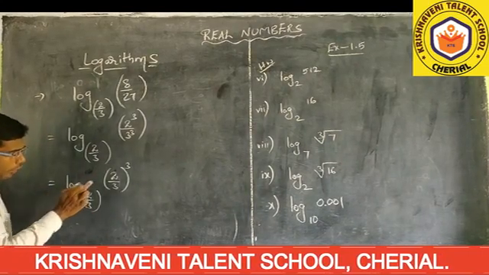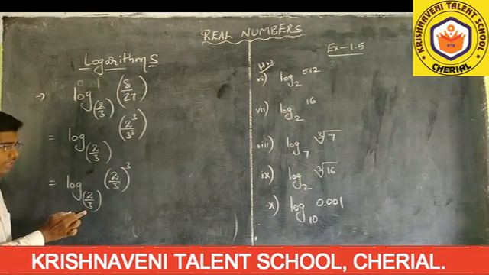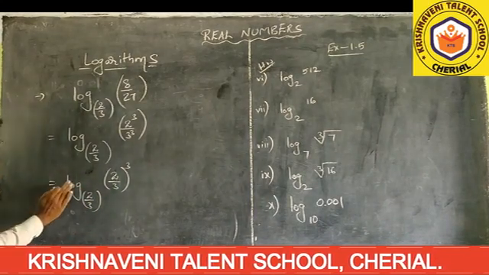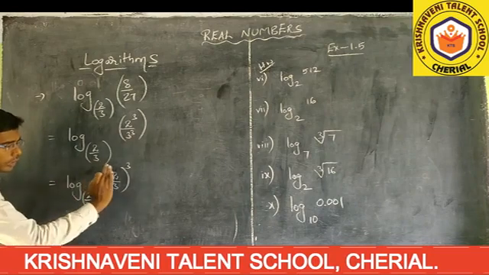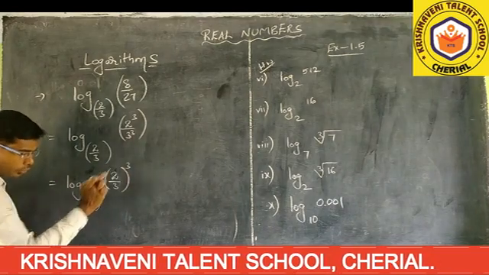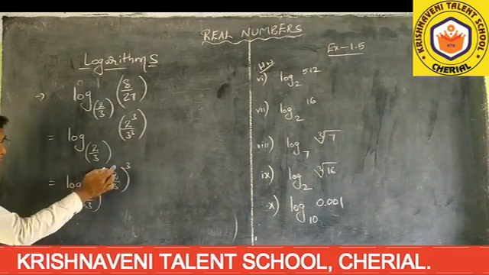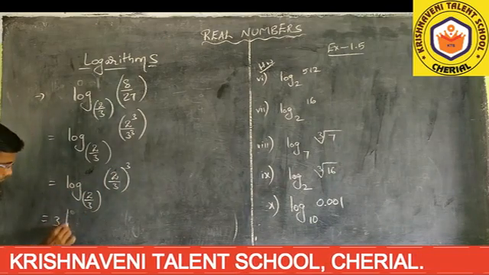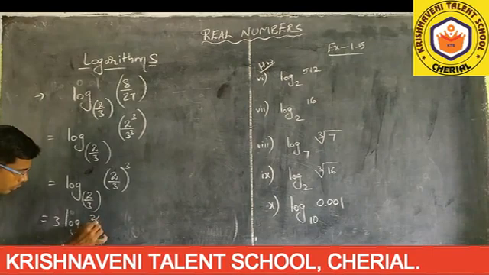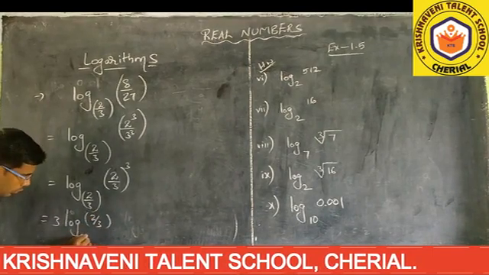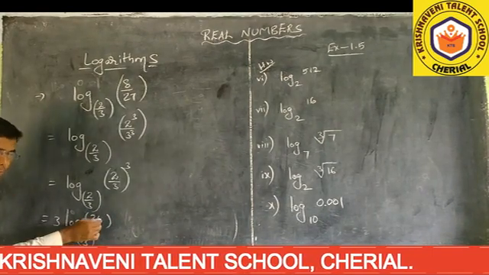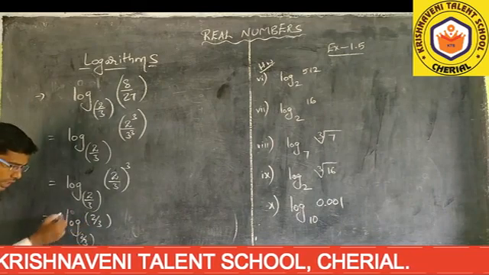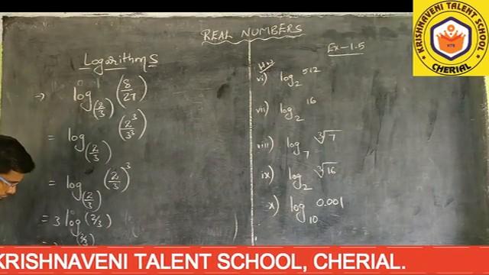If you observe properly, log a to the power of m to the base n. So we can write now, if you observe the third law, log a to the power of m to the base n. Here the number is 2 by 3 and the base is 2 by 3, which equals 3 log 2 by 3 to the base 2 by 3. Here the number is 2 by 3 and the base is also 2 by 3. So both are same. So how much will you get? You will get its value is 1.